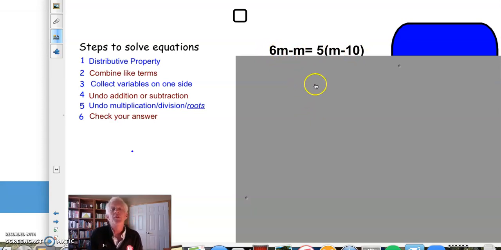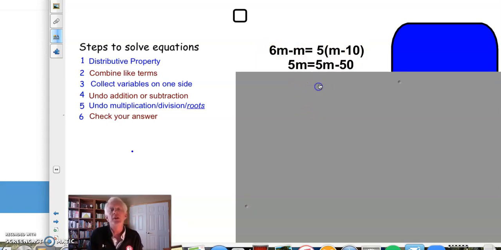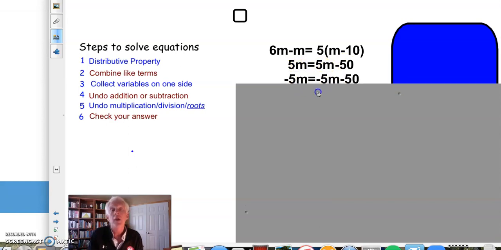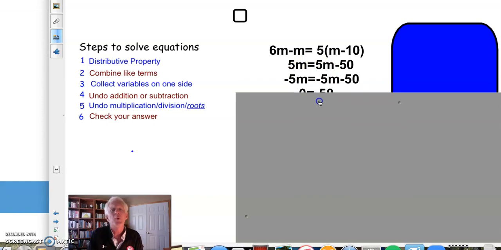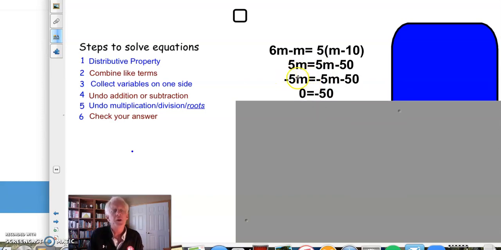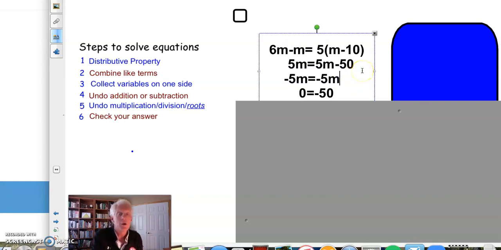We have the distributive property, so we'll take care of that. And you can do that really easily. 5m minus 50. And then you're following all the rules. I have variables on both sides. So kids go ahead and subtract 5m from both sides. 5m minus 5m is 0. Goes into nothing there. And then negative 50 comes down here. I actually should subtract that negative 50 there. That makes more sense. So you end up with 0 equals negative 50.